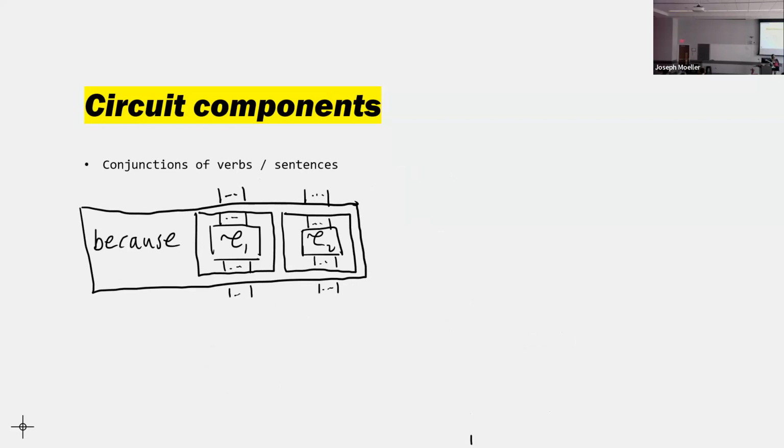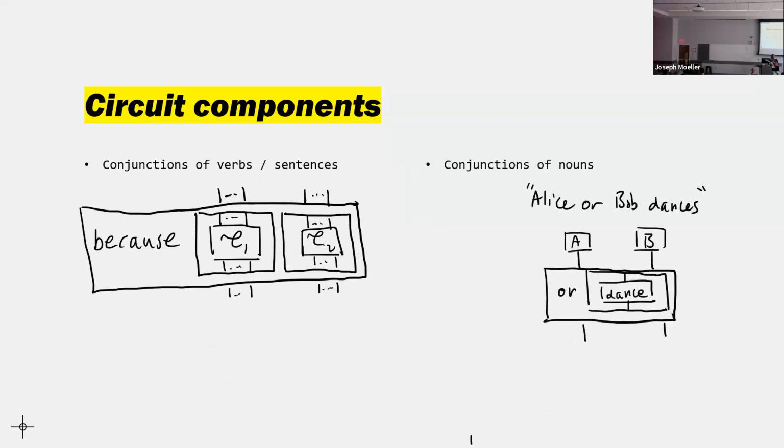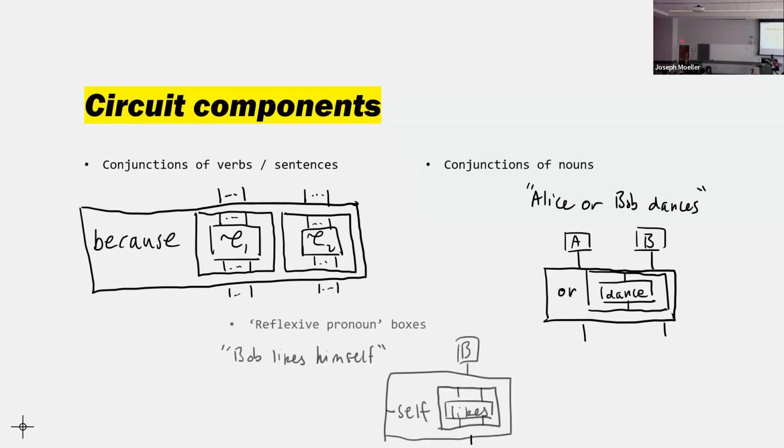And yeah, just a few more things. So we also can deal with conjunctions. Again, this is all syntactic. But yeah, we can have a conjunction of two sentences or clauses, here represented by C1, C2. You can have conjunctions of nouns. So Alice or Bob dances.